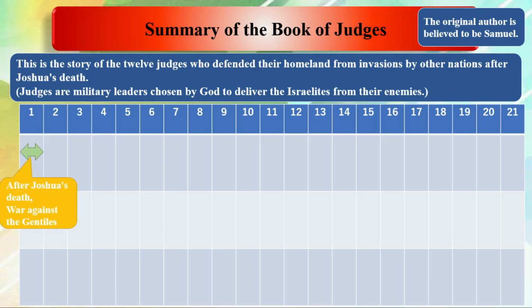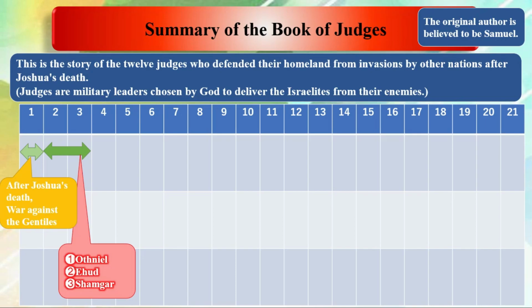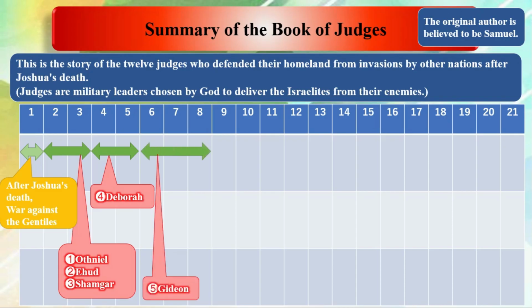Chapter 1. After Joshua's death, war against the Gentiles. Othniel, Ehud, Shamgar appear in chapters 2 and 3. Deborah appears in chapters 4 and 5. Gideon appears in chapters 6 through 8.